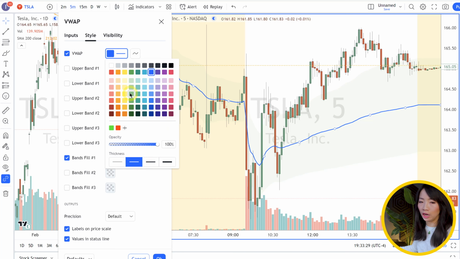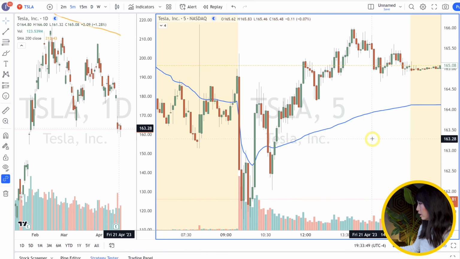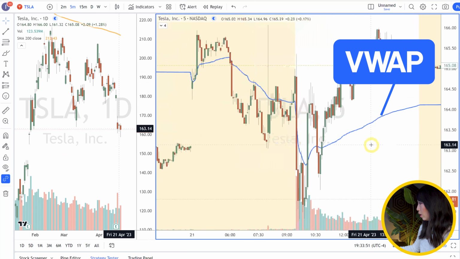And you can also change the colors as well. You can do this on Interactive Brokers, Thinkorswim, Webull, a lot of other platforms, as well as Dash Trader Pro. So once you configure this, just click OK. I'm gonna remove the fill, I don't need that, and just click OK. And voila, you have your intraday VWAP.